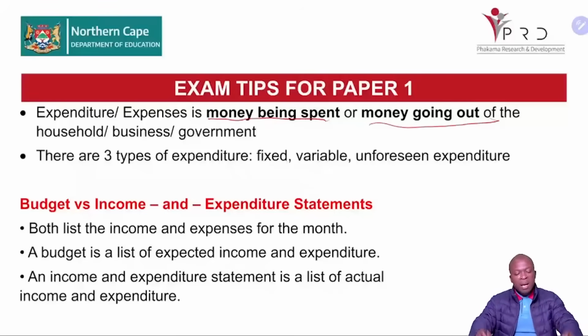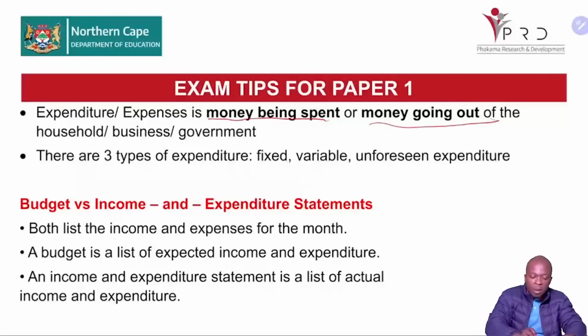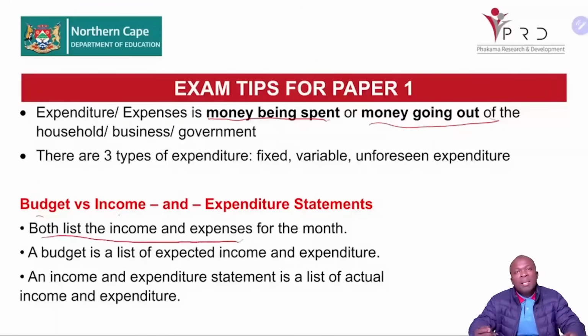All right. Then we have budget and income and expenditure statement. When you talk of budget and income and expenditure statement, you should know that both of them deal with income and expenses. Just that the budget is a list of expected income and expenditure, to say, I'm going to be getting this money and this is how I am going to be spending it. That is what you call a budget. It is giving you a direction, an idea of how you want to spend that money. Income and expenditure statement is actually how you are spending that money.